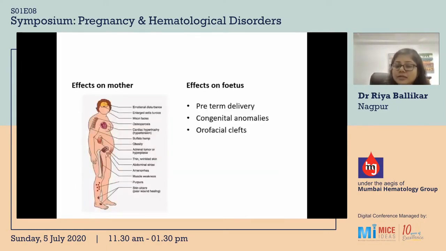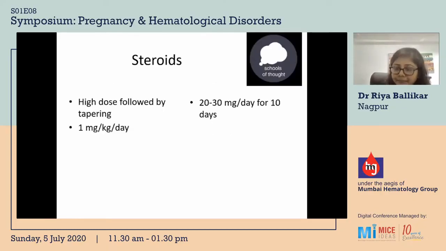Now, effect of steroids on the mother, we know. Even short-term use of steroids in the mother can cause hyperglycemia. It can precipitate preeclampsia, amongst other problems. And for the baby, it can result in preterm delivery. There is also data saying that exposure to steroids can result in congenital anomalies, most importantly, orofacial clefts. So the lesser the exposure to steroids during pregnancy, the better.